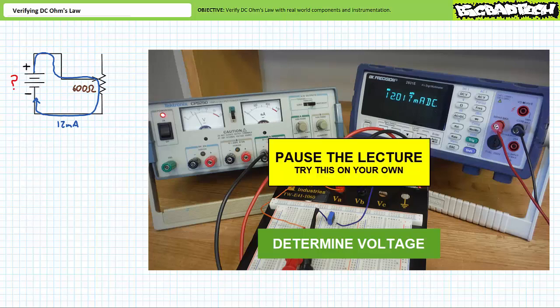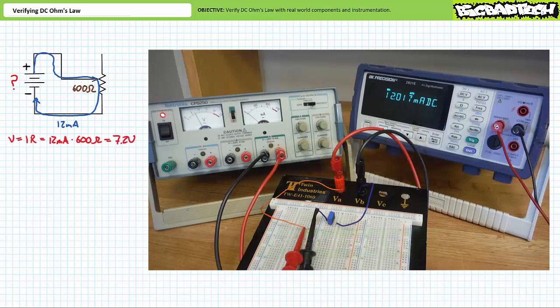By all means, pause the lecture and try this on your own. If you're tracking, you should have obtained the following results. An application of Ohm's law demonstrates voltage is current times resistance. Substituting in our observed values yields an anticipated voltage of 7.2 volts.